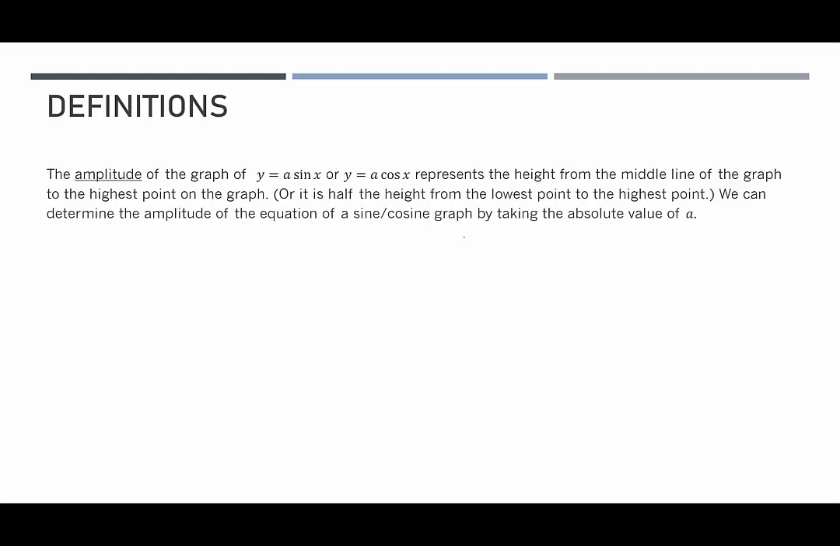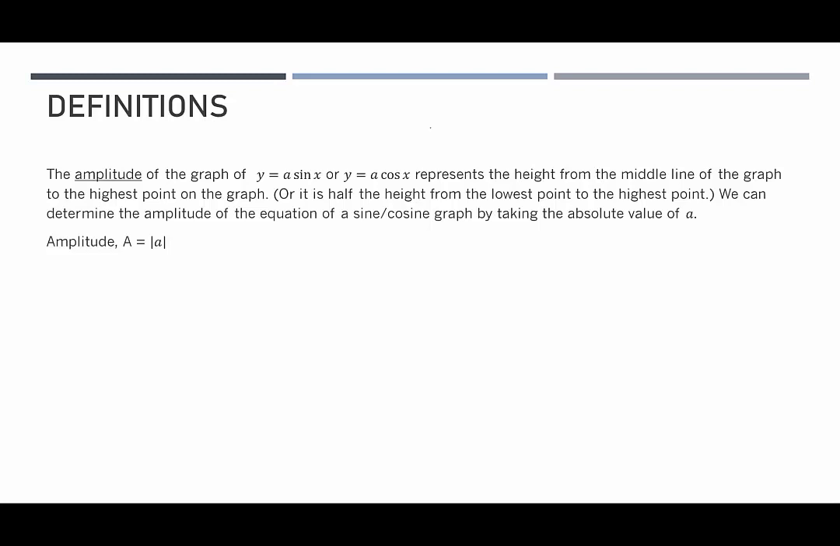Or it is half the height from the lowest point to the highest point, or we can say that it's the height from the midline to the lowest point on the graph. So three different ways we can interpret amplitude. We can determine the amplitude of the equation of a sine or cosine graph by taking the absolute value of a. So the amplitude, it's a distance, so it's non-negative. It's the absolute value of a.